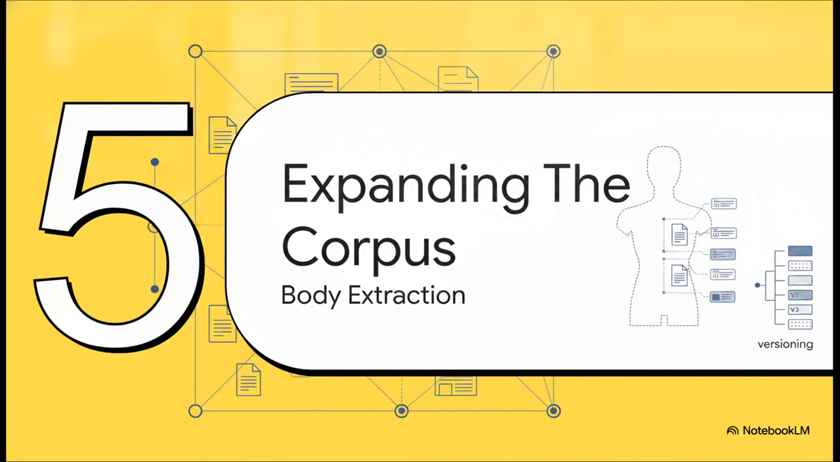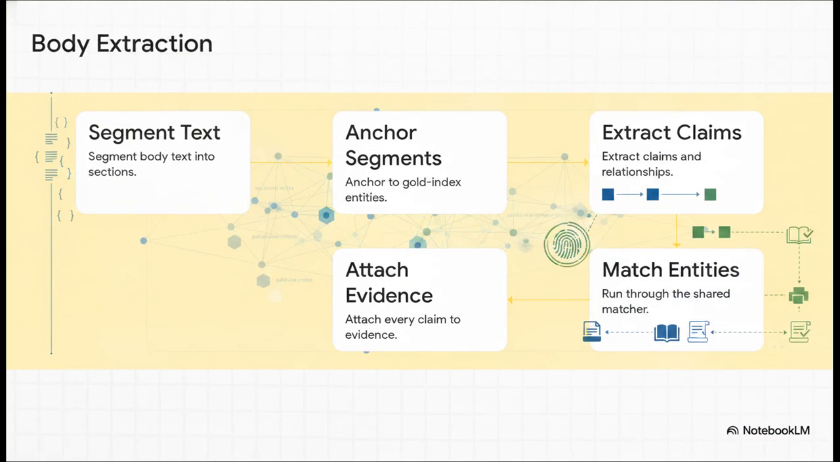Okay, Section 5, expanding the governed corpus. Let's dive into body extraction and versioning. Now, actually expanding the corpus requires immense discipline. We only, and I mean only, extract the body text after the graph spine is fully established. We segment the text, anchor those segments to our gold index entities, and then run them through our matcher. This ensures that every single new fact we extract is instantly tethered to authoritative proof.